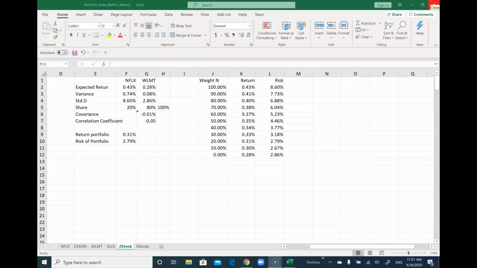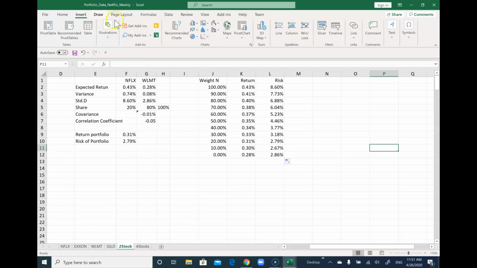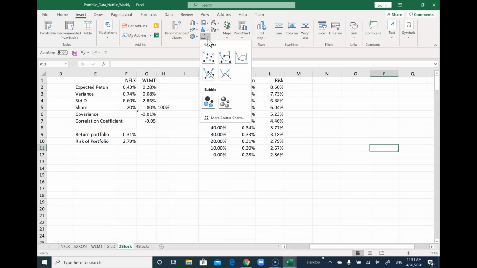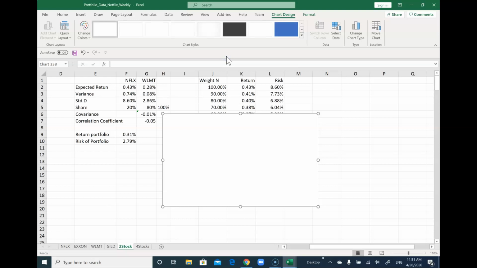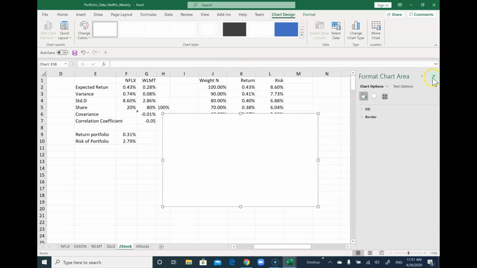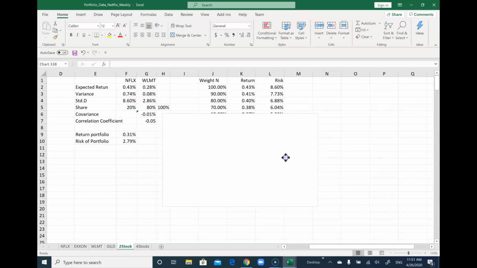Now that we have the risk and return of the portfolio for each weight, all that we have to do is to insert a chart. So go to the insert menu and choose a chart. I will choose the scatter plot with a smooth line, and I will move the chart so that you can see the data.